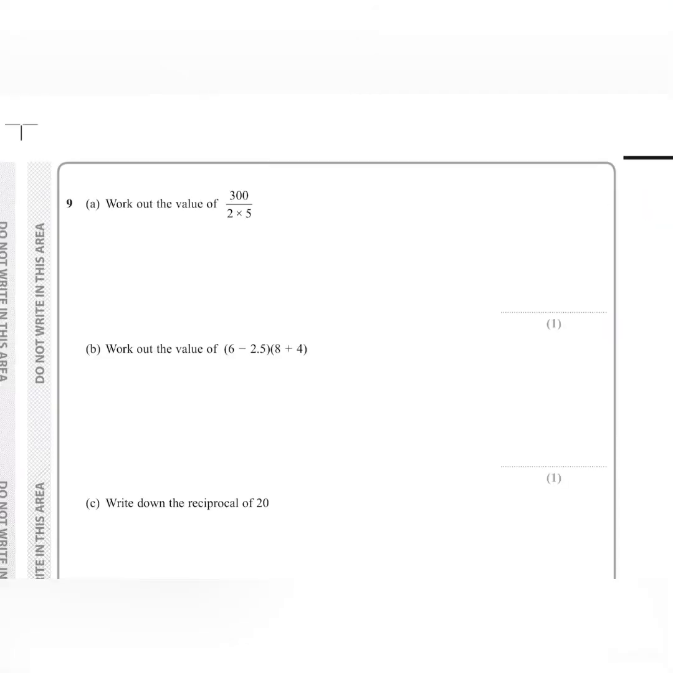It says work out the value of 300 divided by 2 times by 5. So 2 times by 5 is 10, and then 300 divided by 10 is 30.